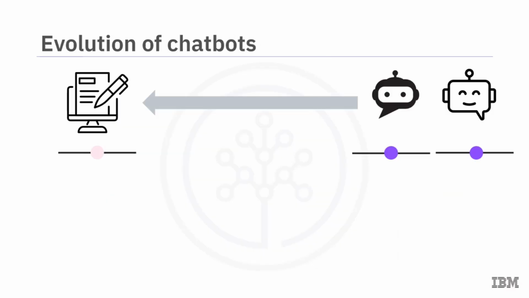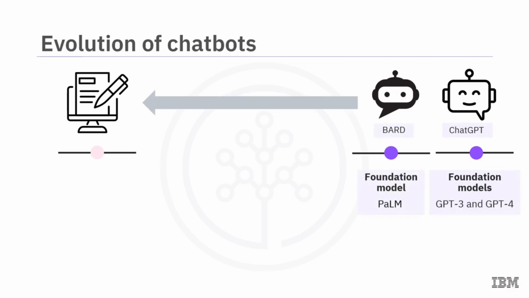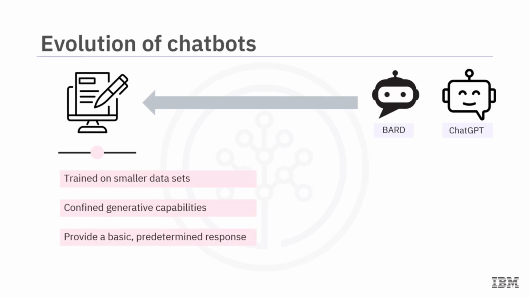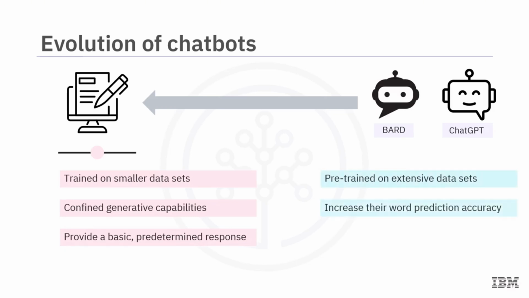Take, for example, the evolution of chatbots. OpenAI's GPT-3 and GPT-4 are foundation models that power the ChatGPT chatbot. Google's Palm powers the Google Bard chatbot. These are today's unreasonably clever chatbots. However, if we think back to how early chatbots functioned, we realize that they were trained on smaller datasets, which confine their generative capabilities. While they could predict responses based on keywords, they could only provide a predetermined response. In contrast, chatbots today are pre-trained multiple times on extensive data sets. They are therefore able to increase their word prediction accuracy and respond in a more helpful and creative manner.